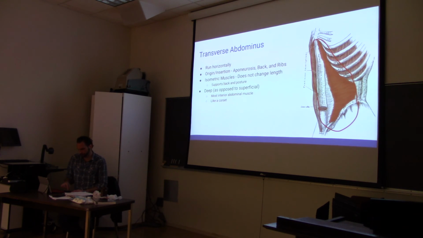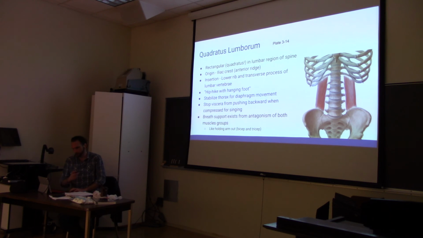All right. Oh, quadratus lumborum. I think this is the last one. This is in the Netter's book too. So the rectangular quadratus, named for the shape, in the lumbar region of the spine, so these are in the back, like right here. And it's the thing that makes you be able to do this.